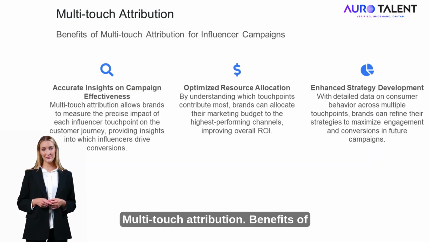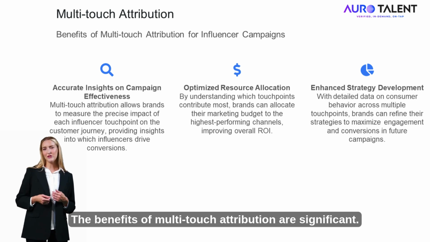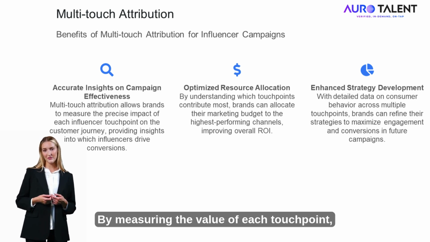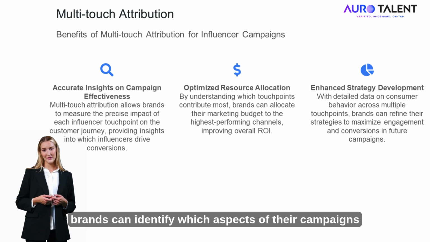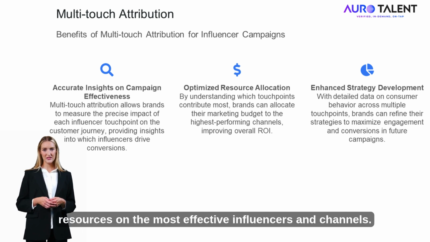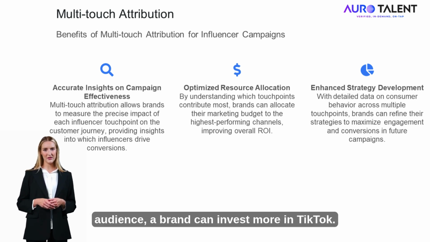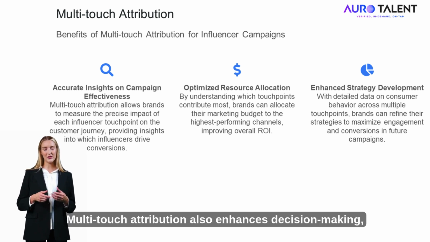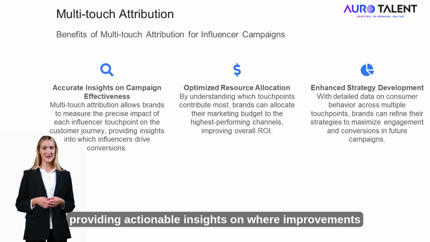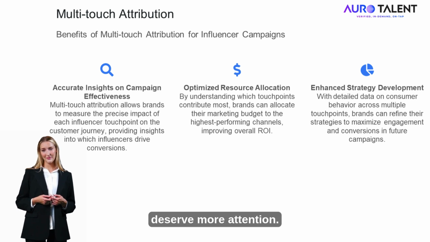Multi-touch attribution. Benefits of multi-touch attribution for influencer campaigns. The benefits of multi-touch attribution are significant. By measuring the value of each touchpoint, brands can identify which aspects of their campaigns drive the most conversions. This helps optimize marketing spend by focusing resources on the most effective influencers and channels. For example, if influencer content on TikTok is more effective than Instagram for a particular audience, a brand can invest more in TikTok. Multi-touch attribution also enhances decision-making, providing actionable insights on where improvements can be made and which influencers or platforms deserve more attention.